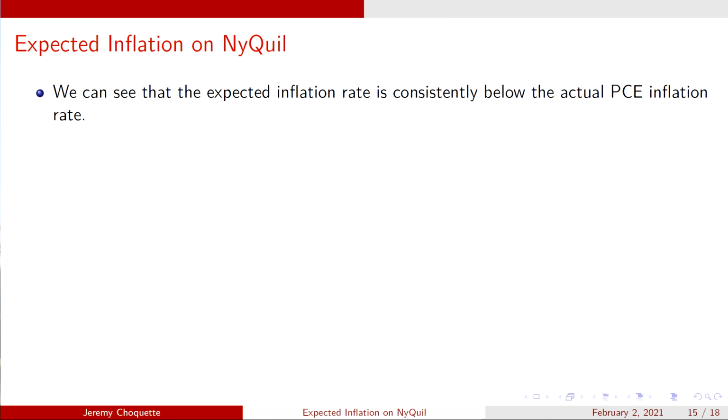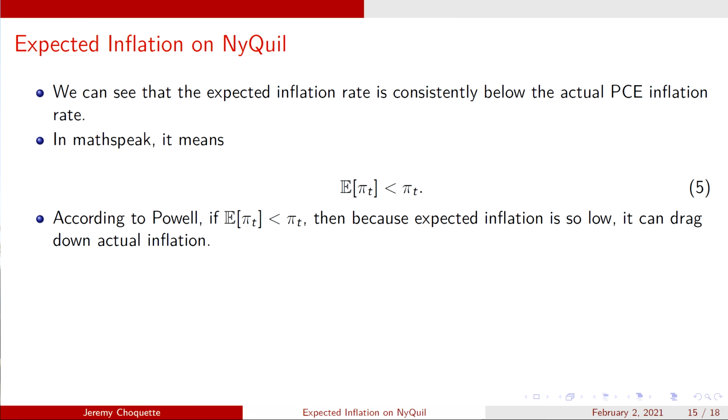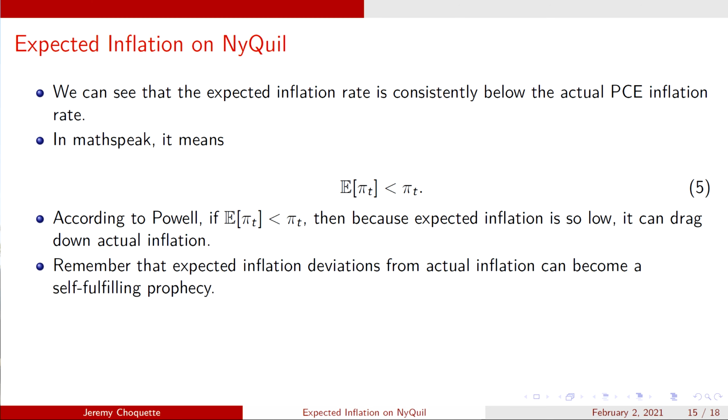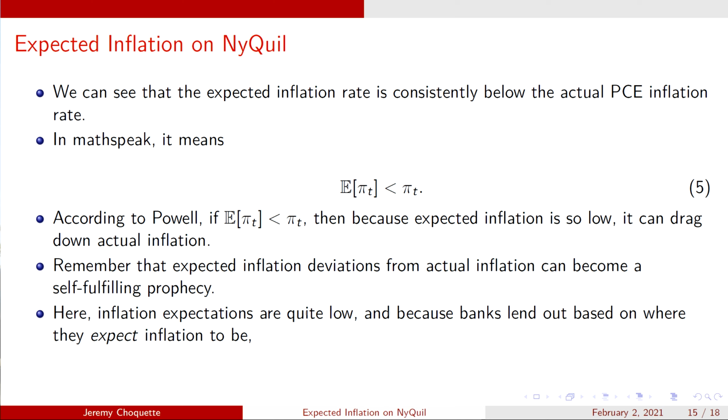So we can see that the expected inflation rate's consistently below the actual PCE inflation rate. In math speak, it means expected inflation is less than actual inflation. According to Chair Powell, if this happens, if expected inflation is less than the actual inflation rate, then because expected inflation is so low, it can drag down actual inflation. And remember, expected inflation deviations from actual inflation can sort of become a self-fulfilling prophecy.